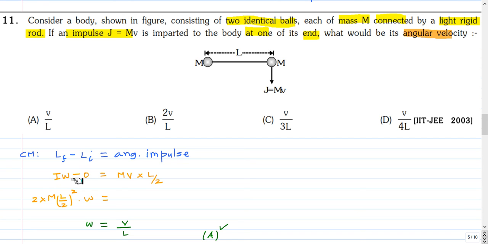Initially the body is at rest, so the angular momentum is 0, and the angular impulse imparted is mv into the distance from the center of mass, which is L by 2. So mv into L by 2. The moment of inertia of the system is m into the distance squared, that is (L by 2) squared, since this is the distance of the two masses from the center of mass, and two of them are there, so it's 2 m (L by 2) squared. From this we get omega as v by L. The correct option is option E.